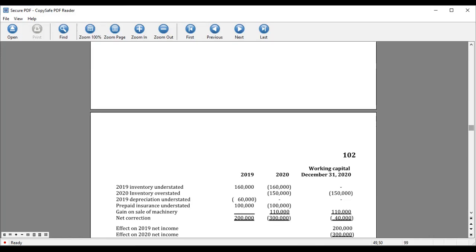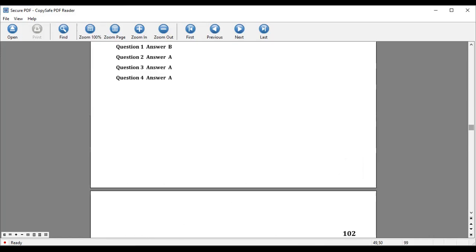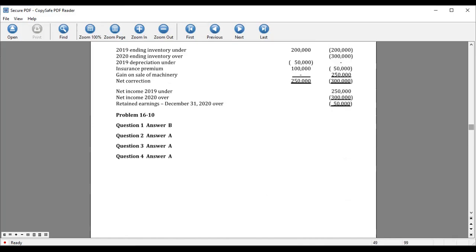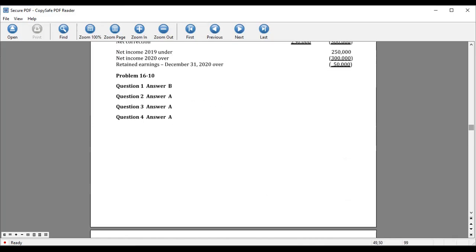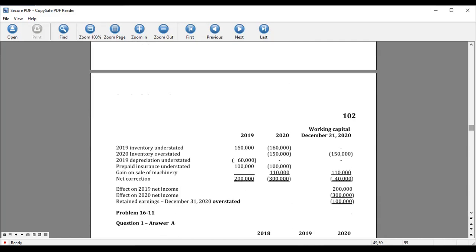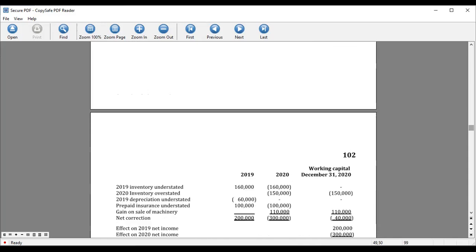We have the amounts, which are already after adjustments. So in 16-10, here we have your understatement. 2019 inventory is understated for 160,000. So we have to add back and deduct from 2020.